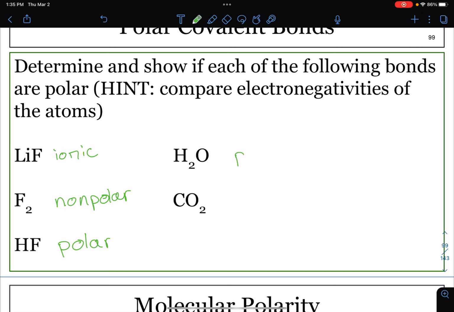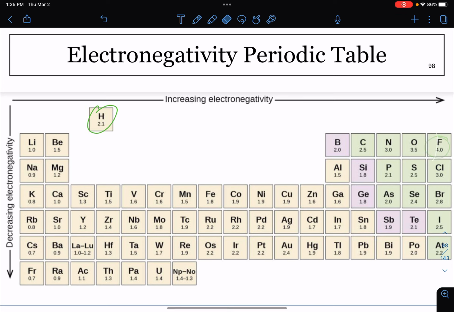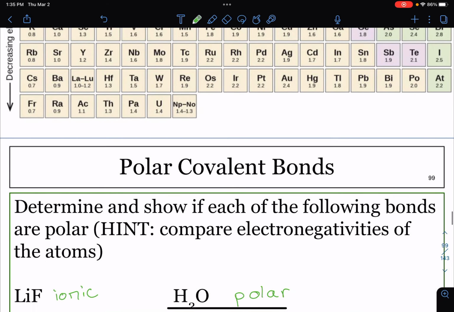Hydrogen to oxygen is a polar bond if you compare their numbers, and carbon and oxygen is also a polar bond. Let's go and look at those really quick. So we have hydrogen and oxygen, 2.1 to 3.5, and then carbon to oxygen also has a polar difference, 2.5 to 3.5.